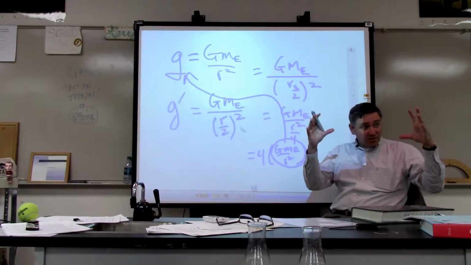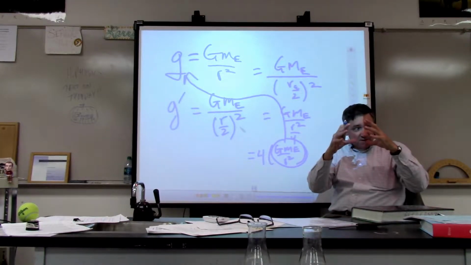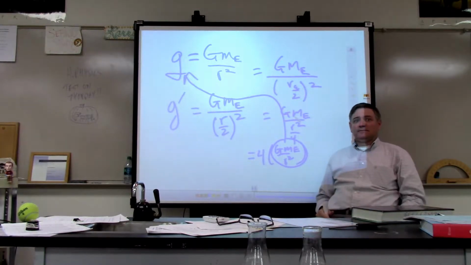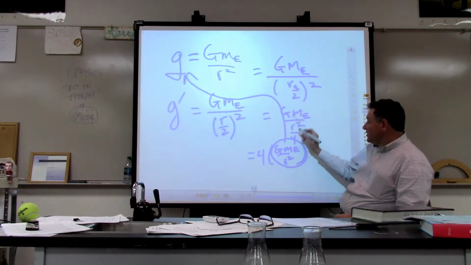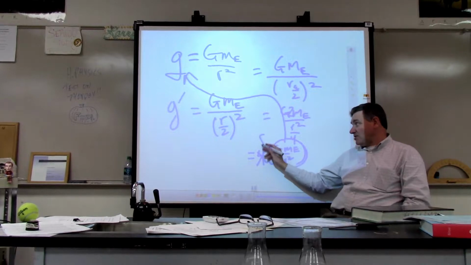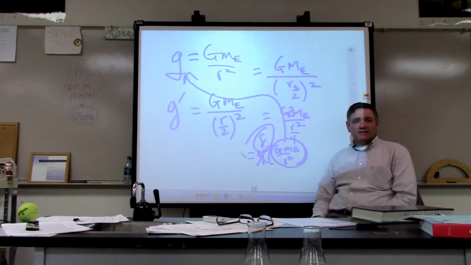I'm still going to shrink the Earth down to half of what it was. But at the same time, I'm going to make the mass twice as big. Multiply it by 8. Yes, because then this would be 2 times this. So then G would go up by a factor of 8.